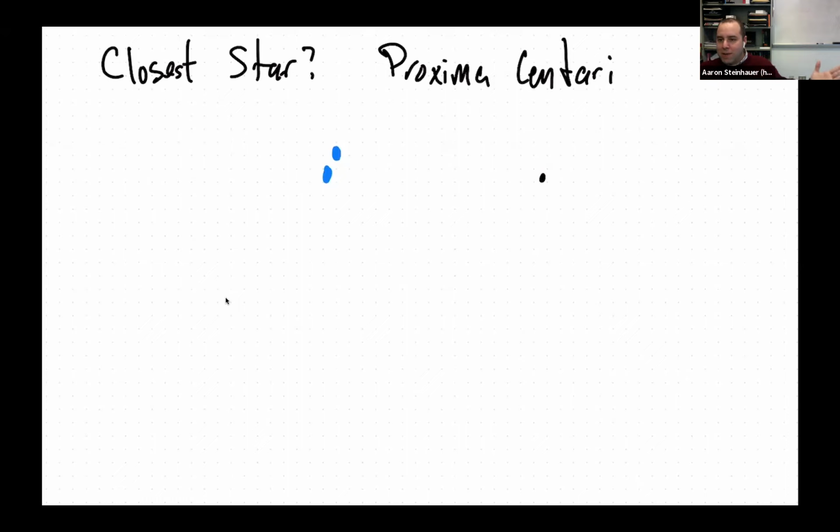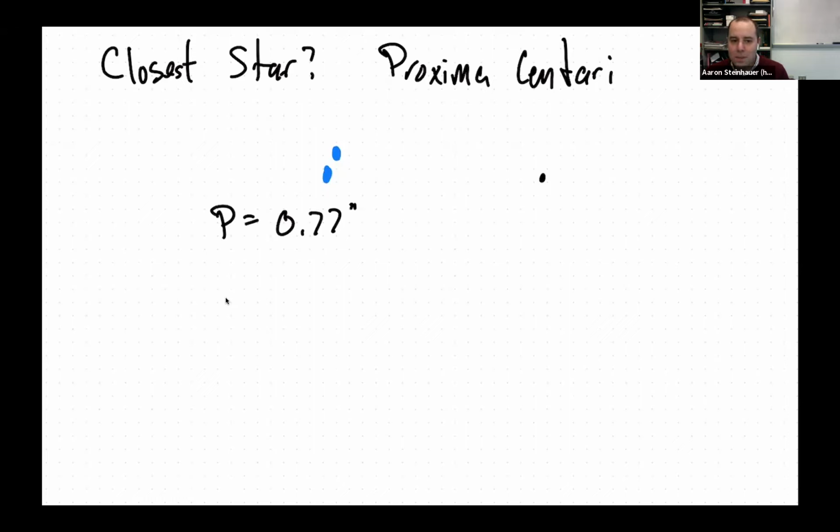So that's just an interesting factoid about Proxima Centauri, the closest star system to us. But how close is it? What is its parallax angle? The parallax angle of Proxima Centauri is 0.77 arc seconds. And that, again, is the closest star to us. All other stars are further away from that and therefore have smaller parallax angles.